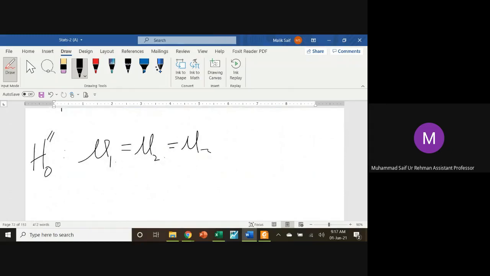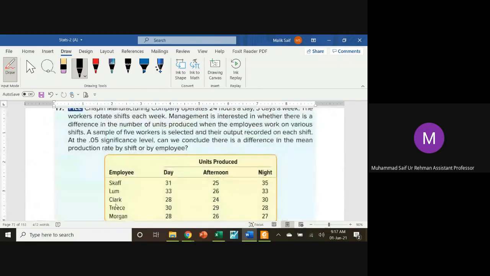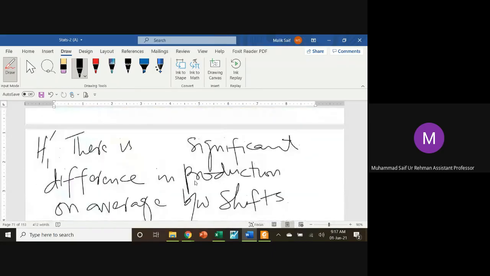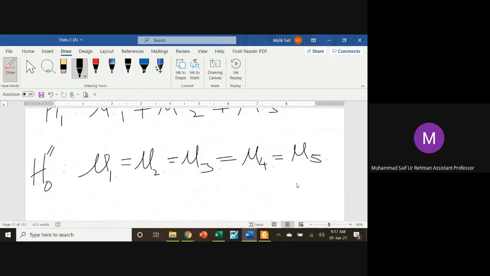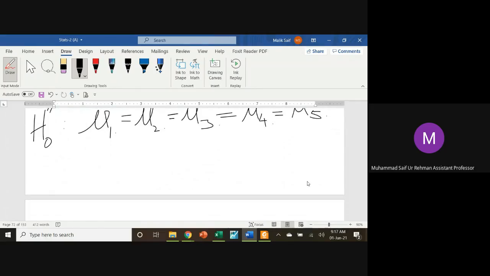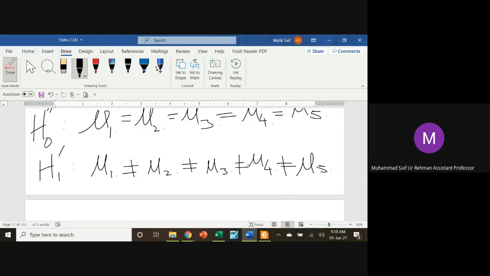Mu 3 dot equal to mu 4 dot is equal to mu 5 dot. Why 5 dot? Up to 5 dot, because there are 5 employees. You can count 1 2 3 4 5. 5 employees are there, so you will stop over here. So these are the productions, on average, by 5 employees. So now alternatively, the alternate hypothesis will be that these are not same. So mu 1 dot not equal to mu 2 dot, not equal to mu 3 dot, not equal to mu 4 dot, and not equal to mu 5 dot, like this.